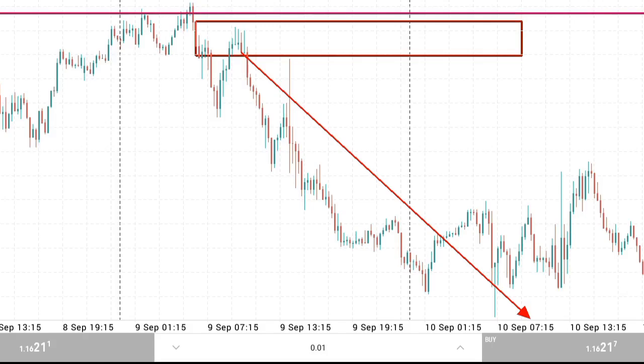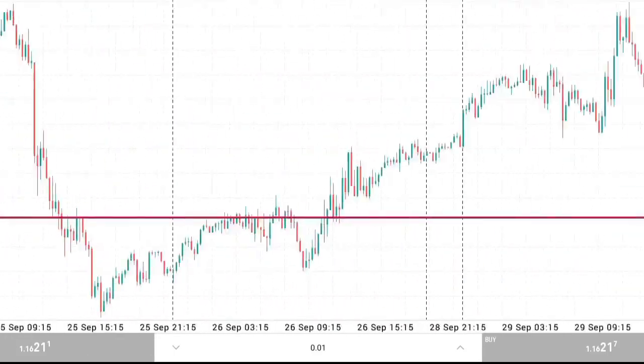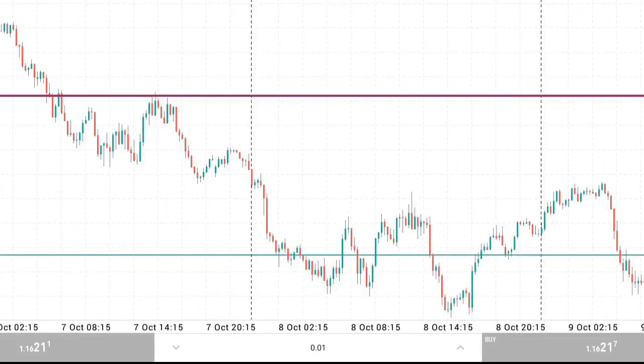So once you can verify your support, your resistance, and get your supply zone, you can be able to trade the market very well. This is what we call pure price action in trading. Now look at what happened here. Look at what is happening now.